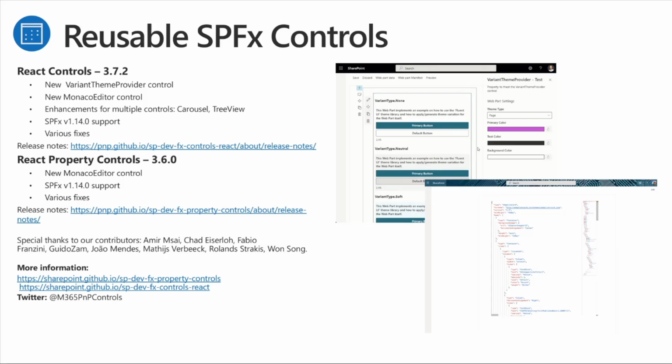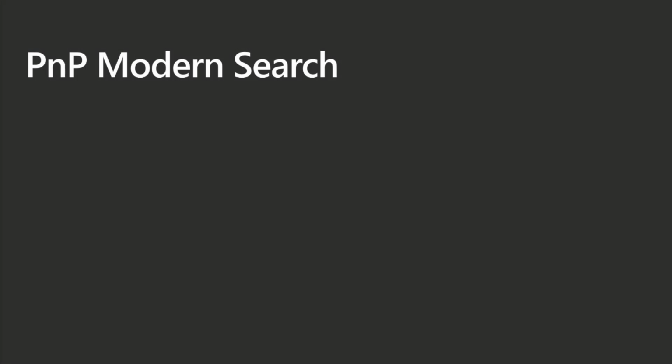So it's great to see these continue to evolve and get better with new variant theme provider controls. Seeing the Monaco editor in there is really exciting. Enhancements for multiple controls, as well as SPFx 1.14 support. SPFx 1.15 support will be coming soon, but 1.14 support for now is fantastic. And then we've got various other miscellaneous fixes, all of which can be found in the two respective release notes. So check out the reusable controls for your projects.